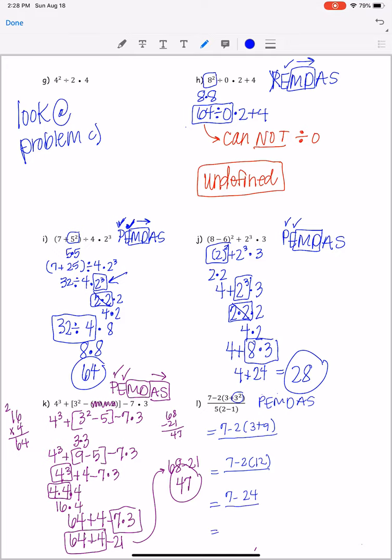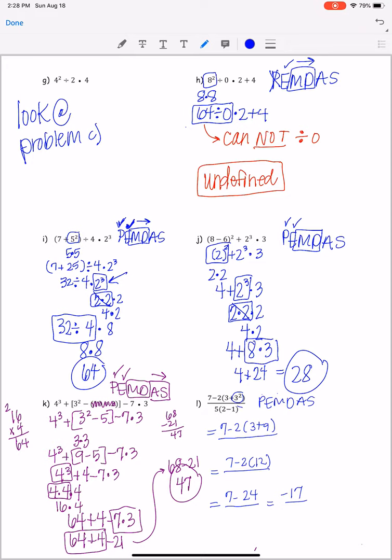And I picked a bad example because we have technically not gone over integer rules. So I apologize for that. So just, I guess, trust me when I say 7 minus 24 is negative 17. Okay. So I've simplified the top of this fraction to just that one number.